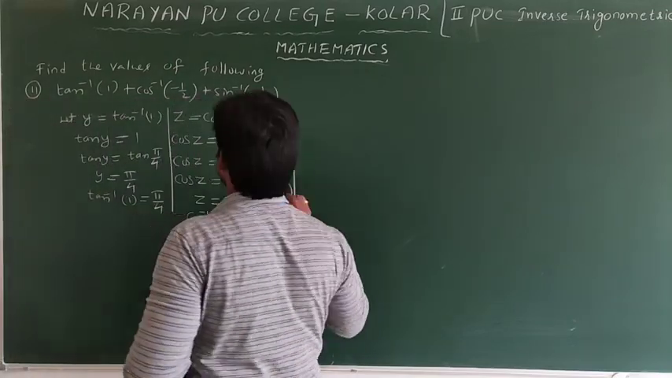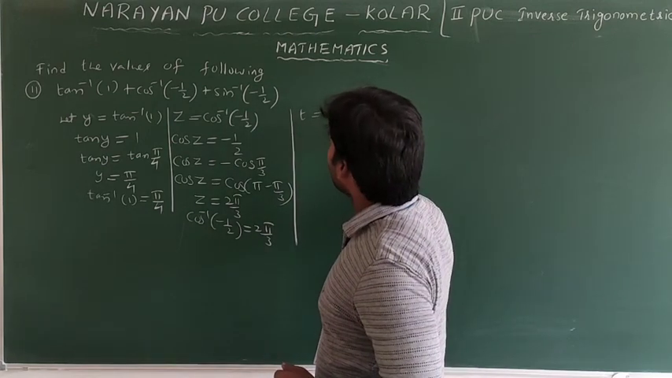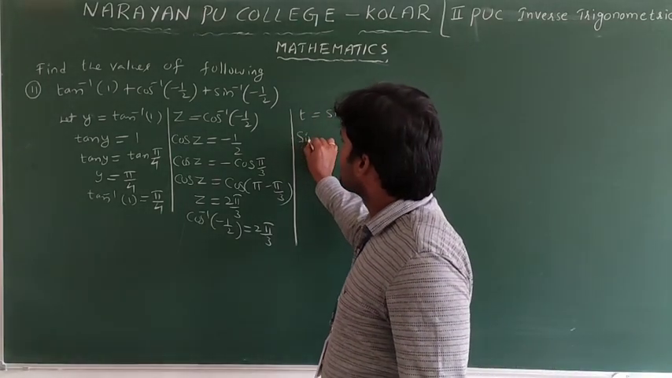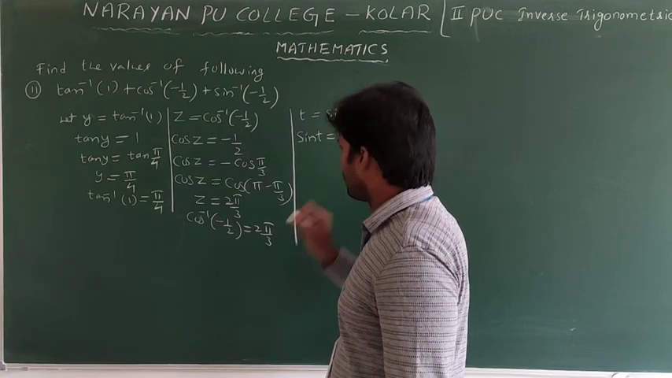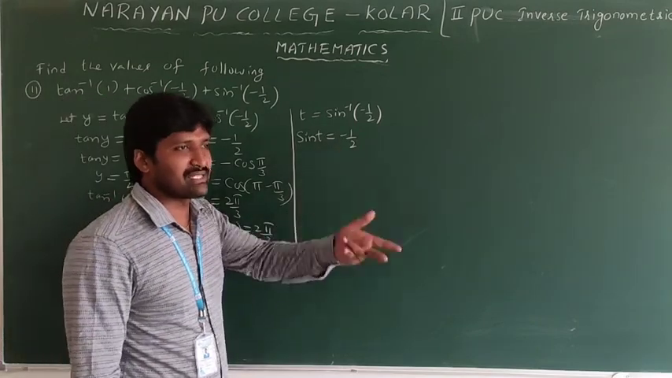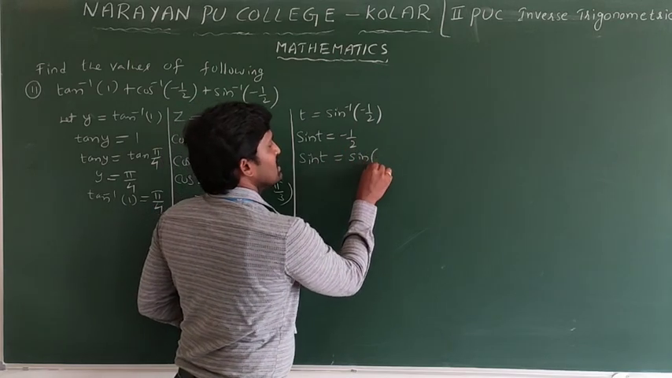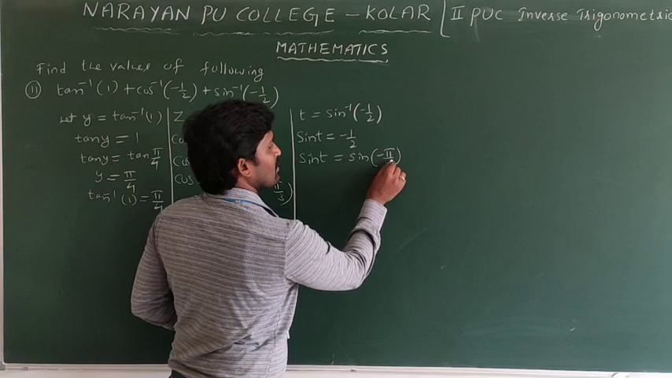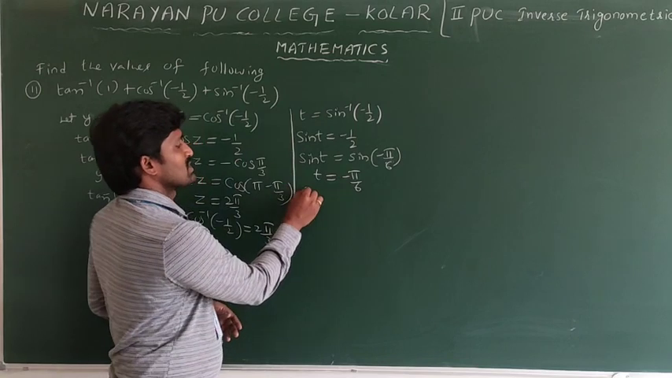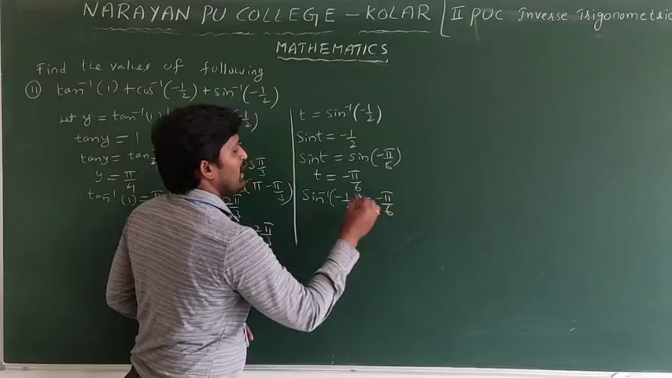Next, the third value. I will take it as t. T equal to sin inverse of minus 1 by 2. Now take sin inverse to the left side, sin t equal to minus 1 by 2. Now sin is 1 by 2 at pi by 6, 30 degrees. It is minus 1 by 2 at minus 30 degrees, we know already. That's why sin t equal to minus 1 by 2, I am writing sin of minus pi by 6. Now if we compare the angles, t equal to minus pi by 6. So sin inverse of minus 1 by 2 equals minus pi by 6.